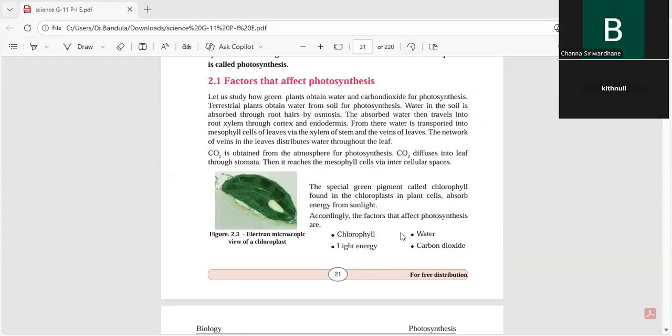What are the factors affecting photosynthesis?